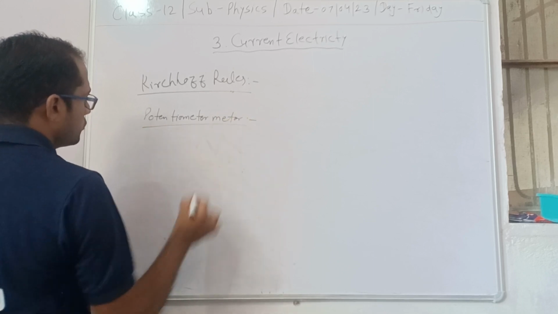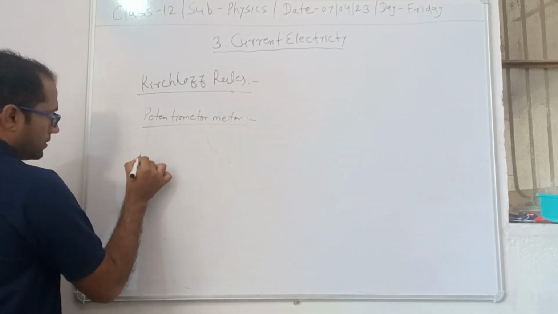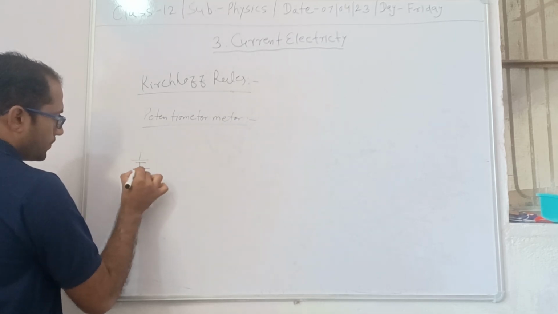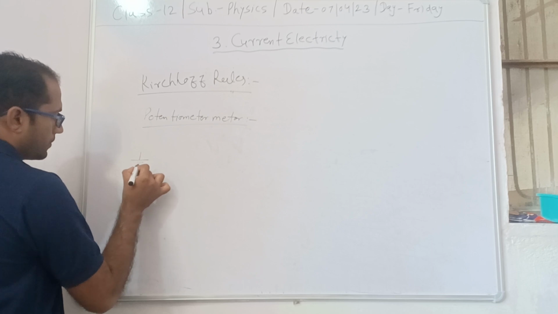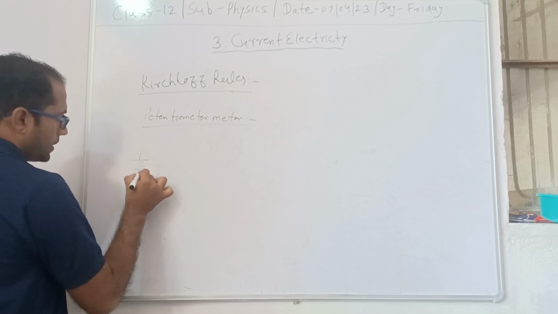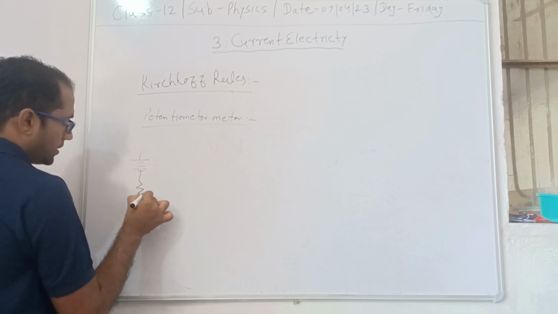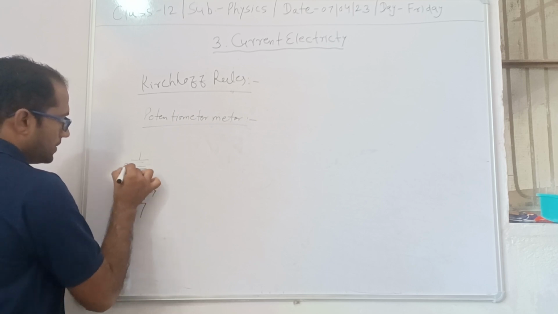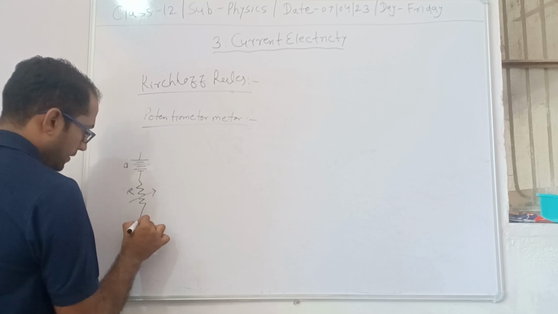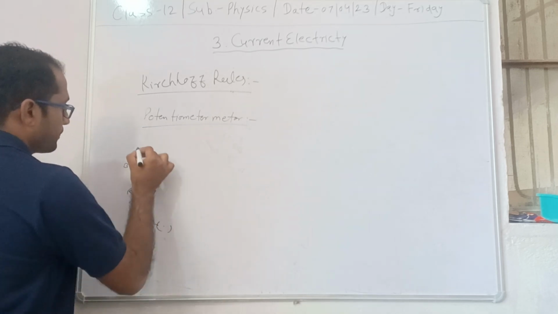The diagram of a potentiometer is like this. This is a battery, and this is a variable resistor. We denote it like this. This is the battery, this is the variable resistor, and this is switch K.